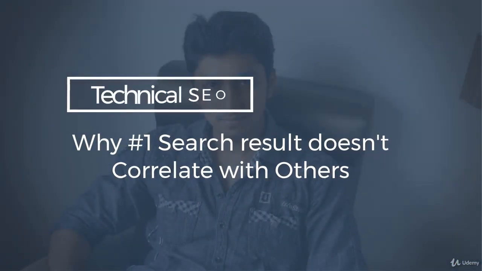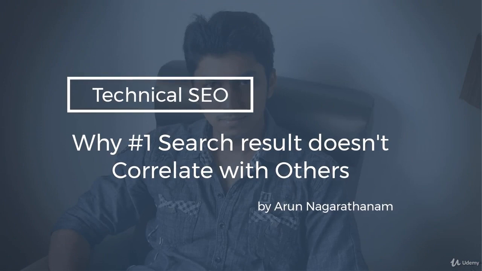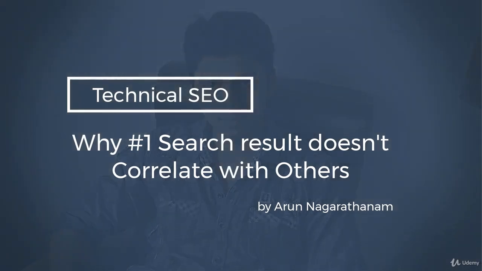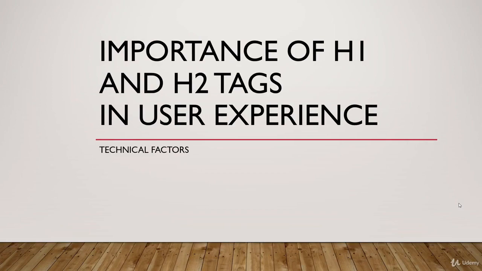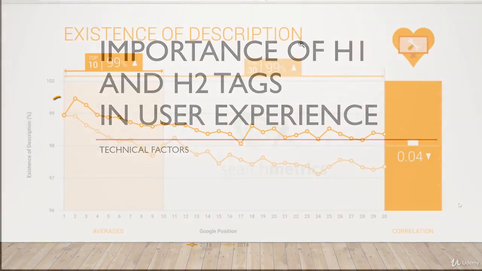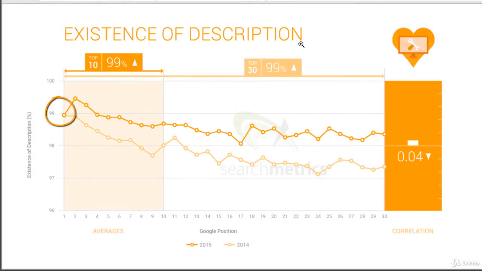In this lecture, we are going to learn the answer for the question I said in the previous lecture. That is, why the first search result doesn't mingle with the factors that we see in the second to 30th one. Also, you are going to learn the importance of H1, H2 and meta description tags for the user experience in your site.